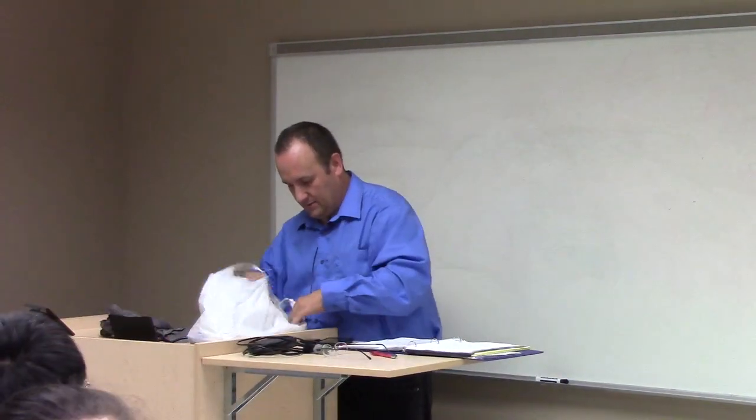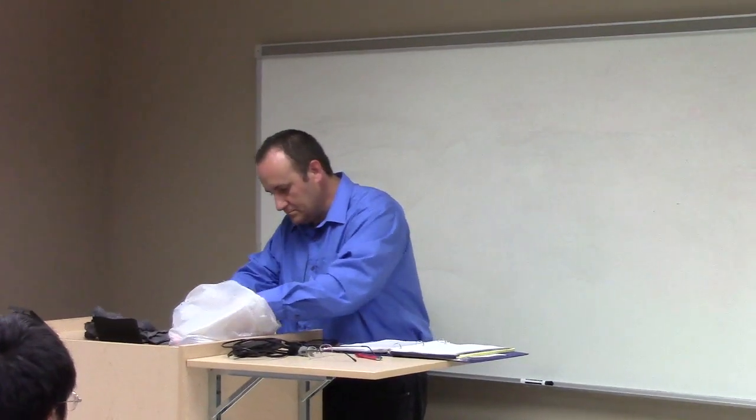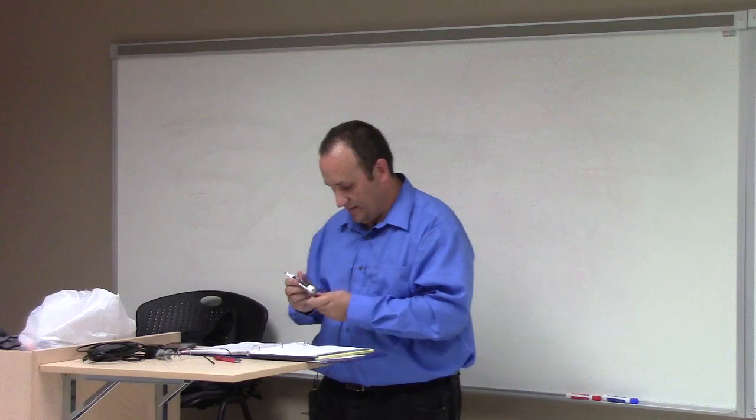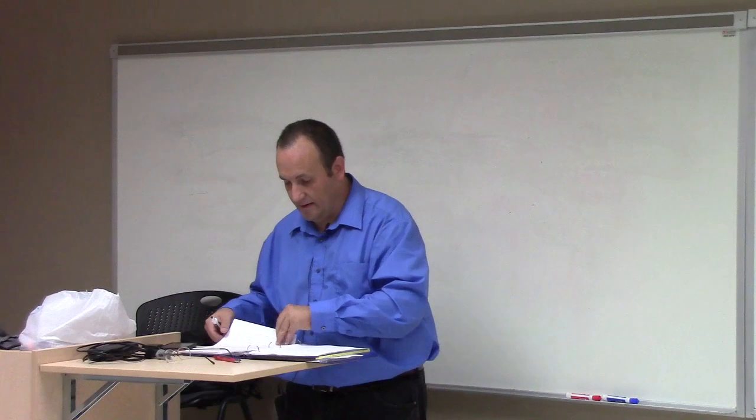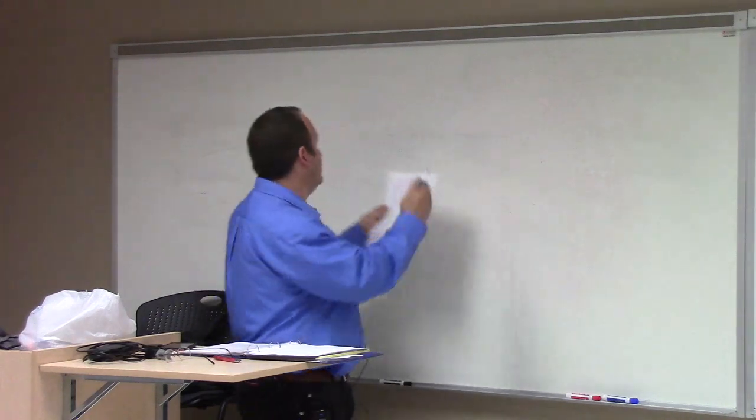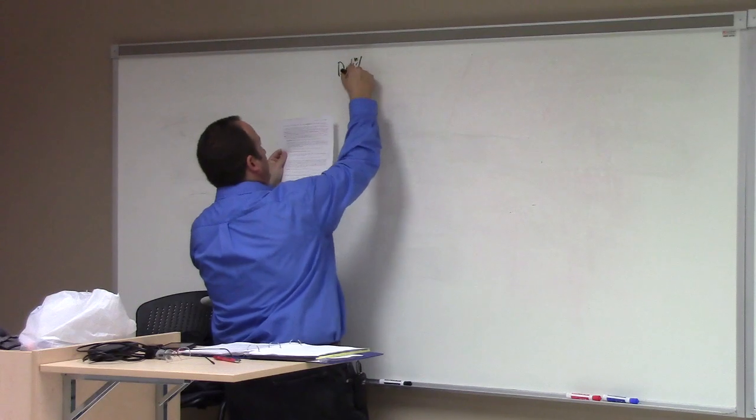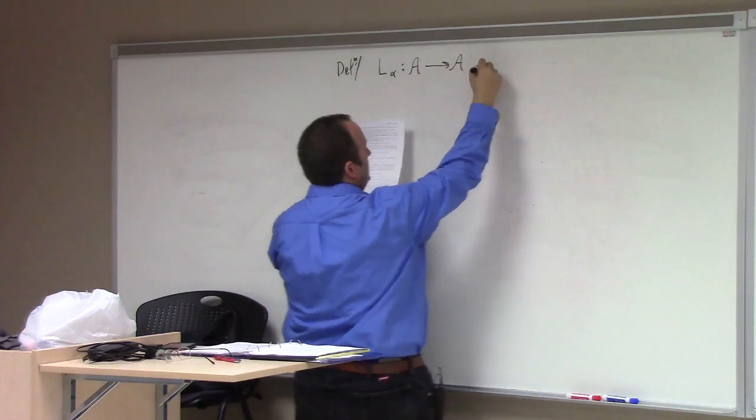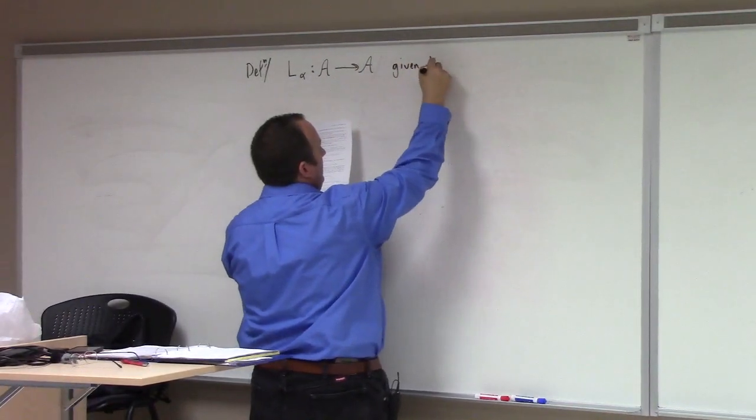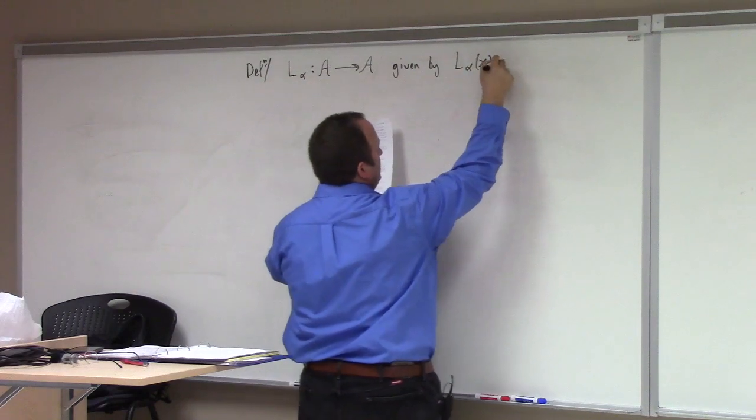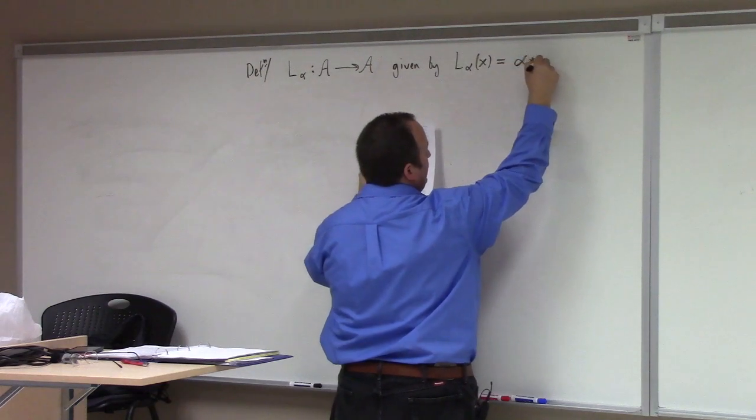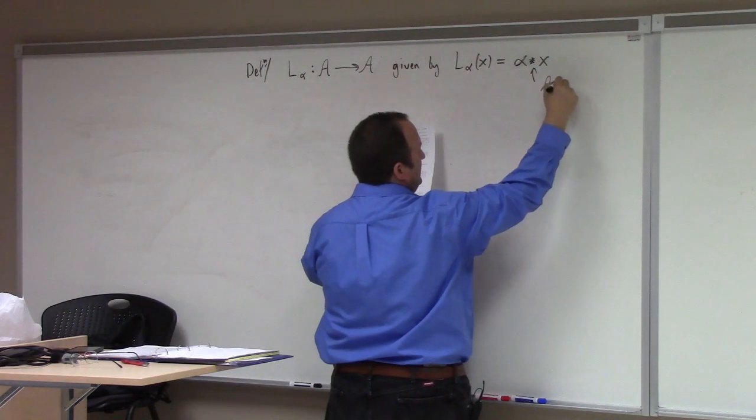I have a few things to tell you today. So I'll try to hit the high points in the numbers section. I projected some of this stuff last time, but it should be written on the board. Number one, the definition of a left multiplication map. So L sub alpha from A to A, given by L sub alpha of x is equal to alpha times x. And here, of course, I'm assuming that A has multiplication.